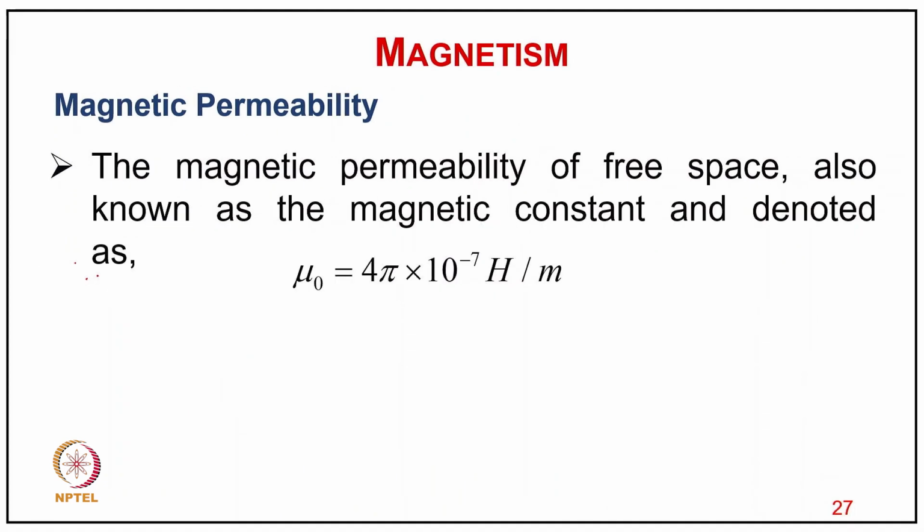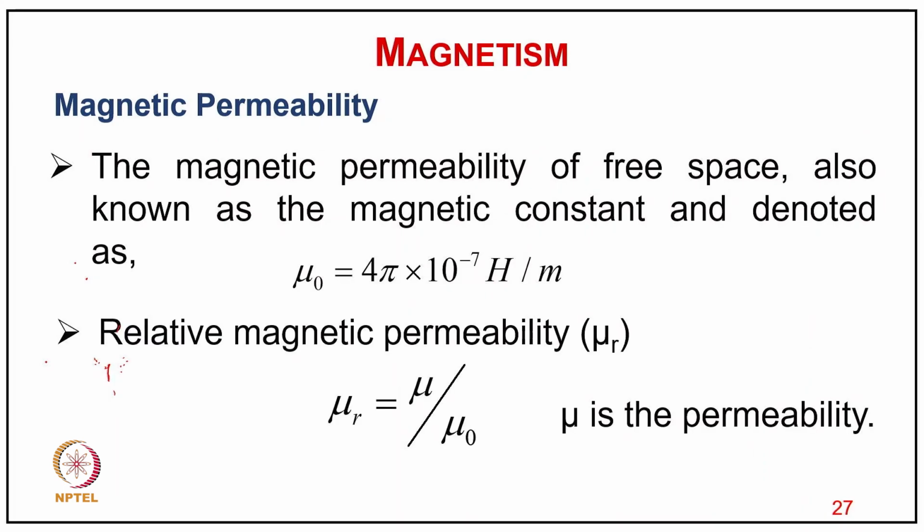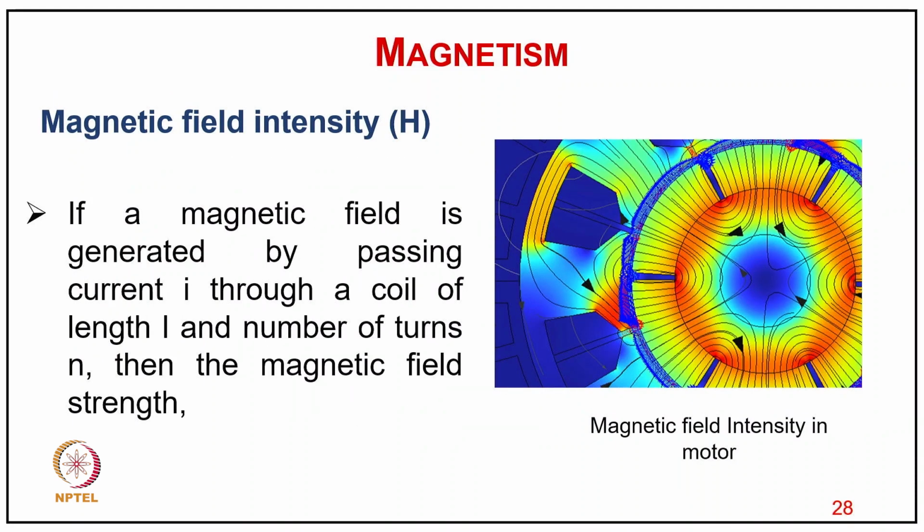Then the magnetic permeability of free space, also known as the magnetic field constant, is denoted as mu 0 and is equal to 4 pi into 10 power minus 7 Henry per meter. And the relative magnetic permeability, mu r, is the mu of a particular material divided by mu 0. Then we have magnetic field intensity, which we already talked about: in a magnetic field generated by passing current I through a coil of given length and number of turns, the magnetic field strength is defined.